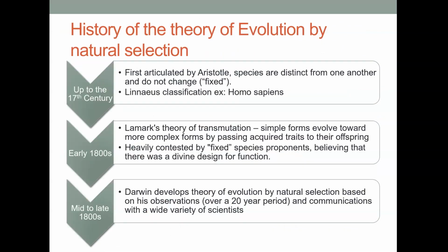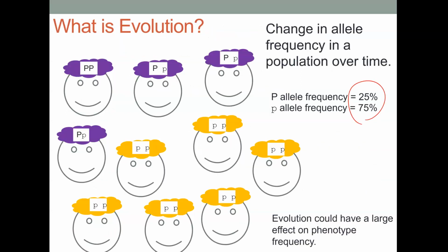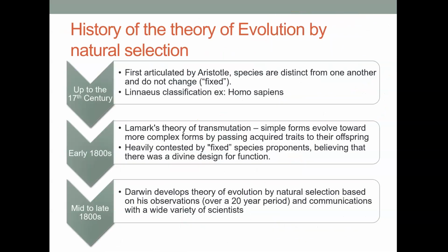So let's take a step back and talk about how evolution occurred. I'm just going to go back to this slide really quick, because I want to point out that this is the definition of evolution: change in allele frequency in a population over time. If that's occurring, evolution is occurring. So let's take a step back and think about how we got to here.